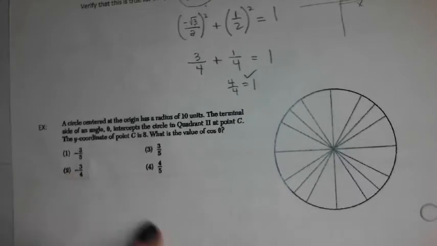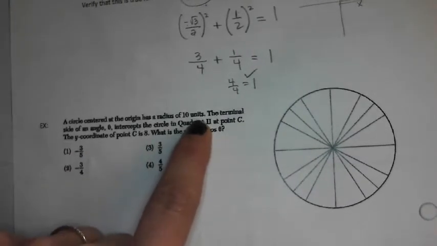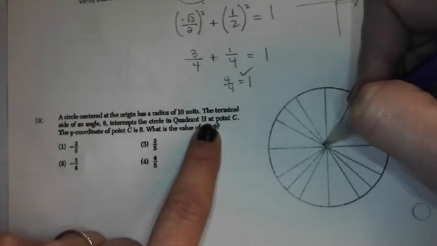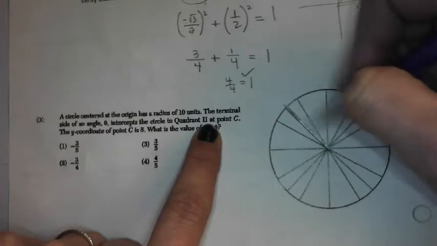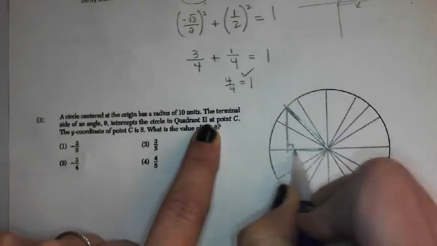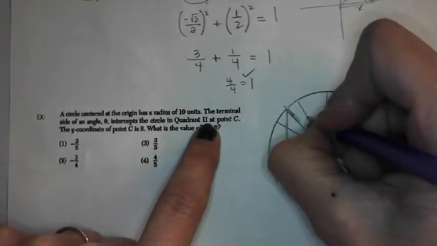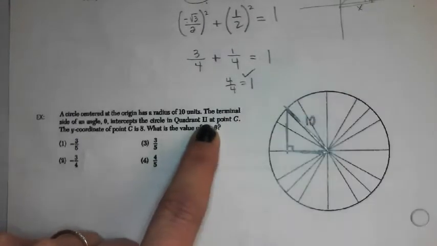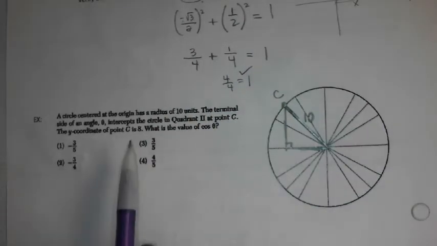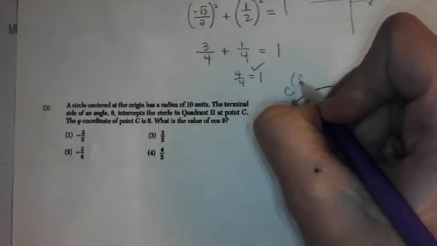Next exercise. A circle centered at the origin has a radius of 10. The terminal side intercepts the circle in quadrant 2. So I'm just going to draw any quadrant 2 angle. I'm going to drop my triangle, and which side can I label and what? Hypotenuse is 10. This is point C, they're calling it. The y coordinate is 8. Interesting. So it's something, comma 8.